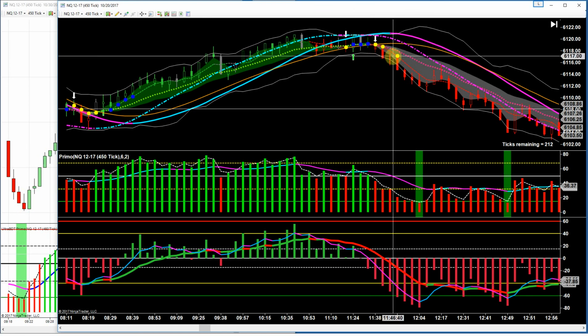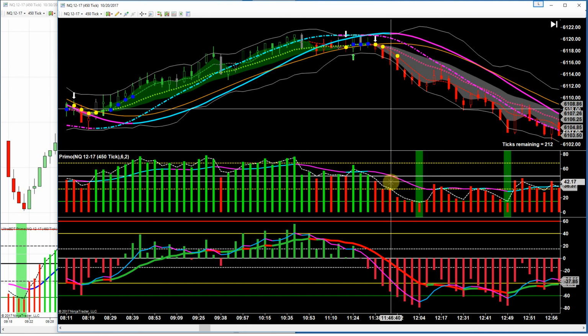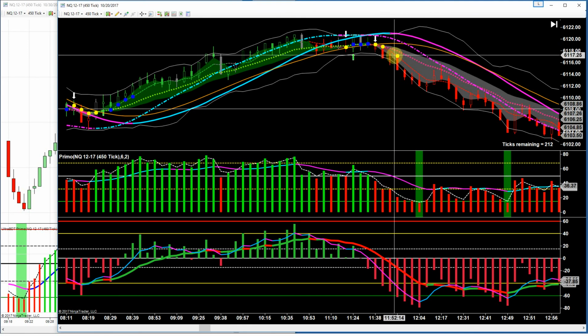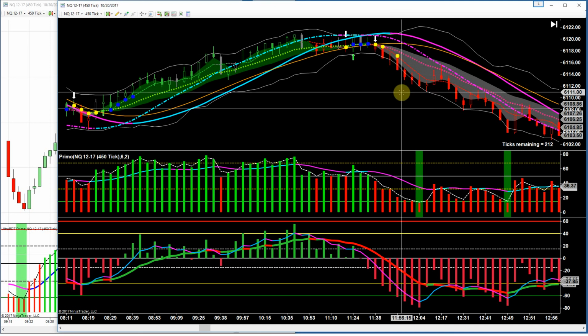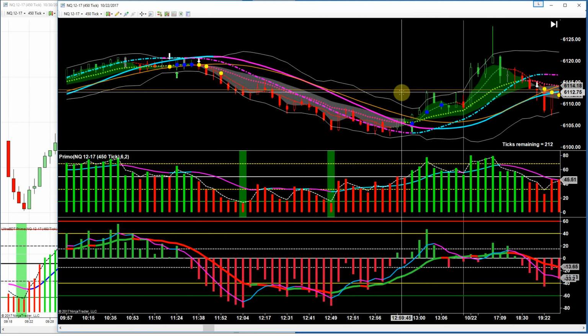And there's your yellow dots, and right here's your cross under, and there's your first yellow dot. If you want to wait for all those to line up, which is a very good idea, now they get blasted. So a wonderful tool, extremely valuable, and I'm glad I got to share that with you today.